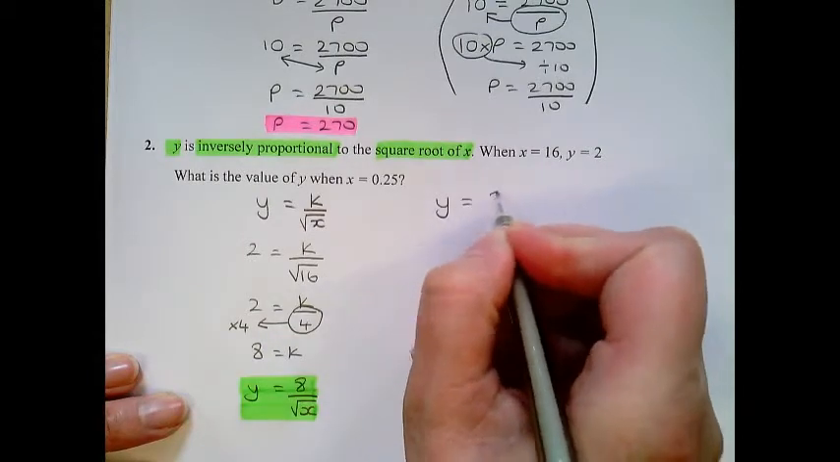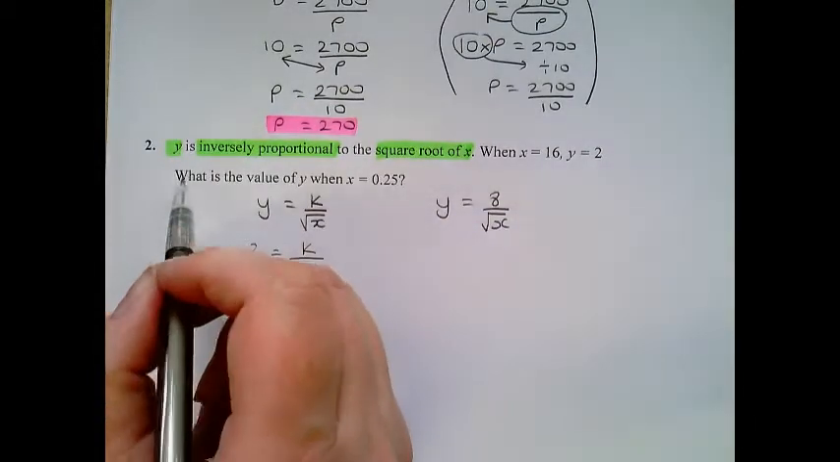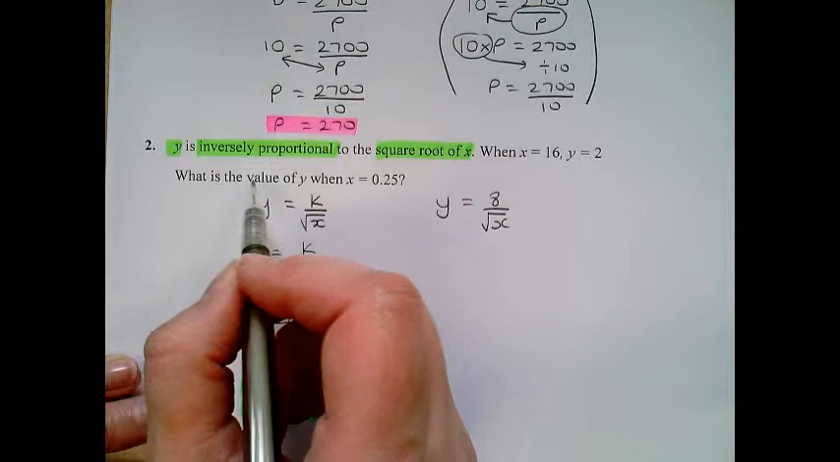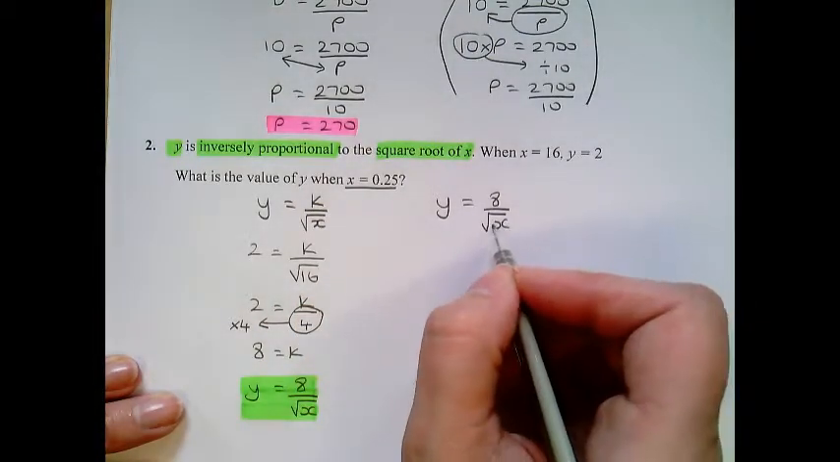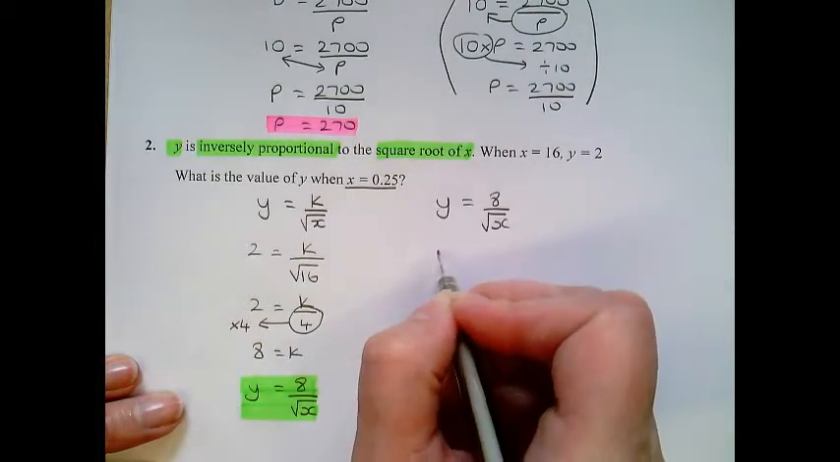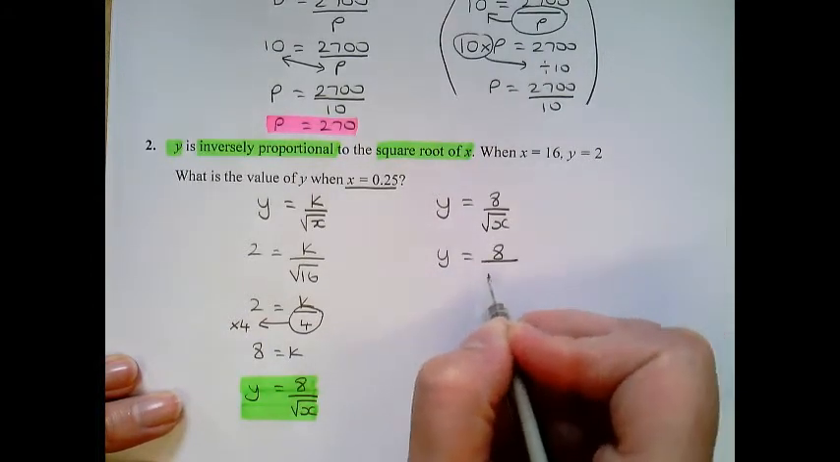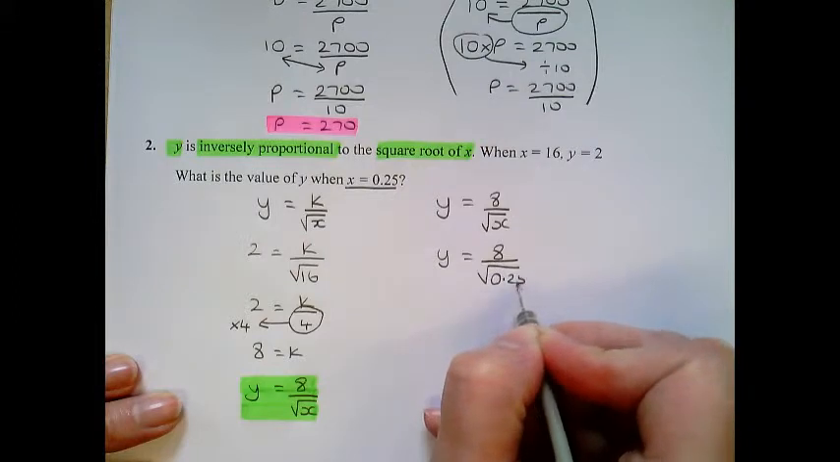And I'm now going to use this to work out what is the value of y whenever x equals 0.25. So I'm going to put x equal to 0.25 in there. So y equals 8 over the square root of 0.25.